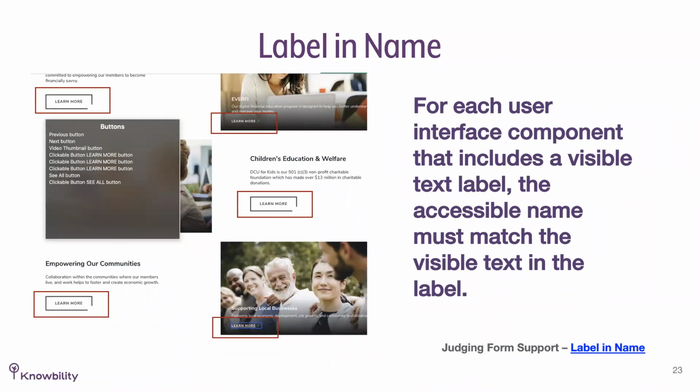Now, what if I was somebody using voice control and I wanted to dive into that link on the lower left, empowering our communities, and I wanted to click it? Well, what would I say? I'd say, learn more, and which button is it going to invoke? And then they've done the same thing here. There are links that also just say learn more. And we talked about why those are problematic.